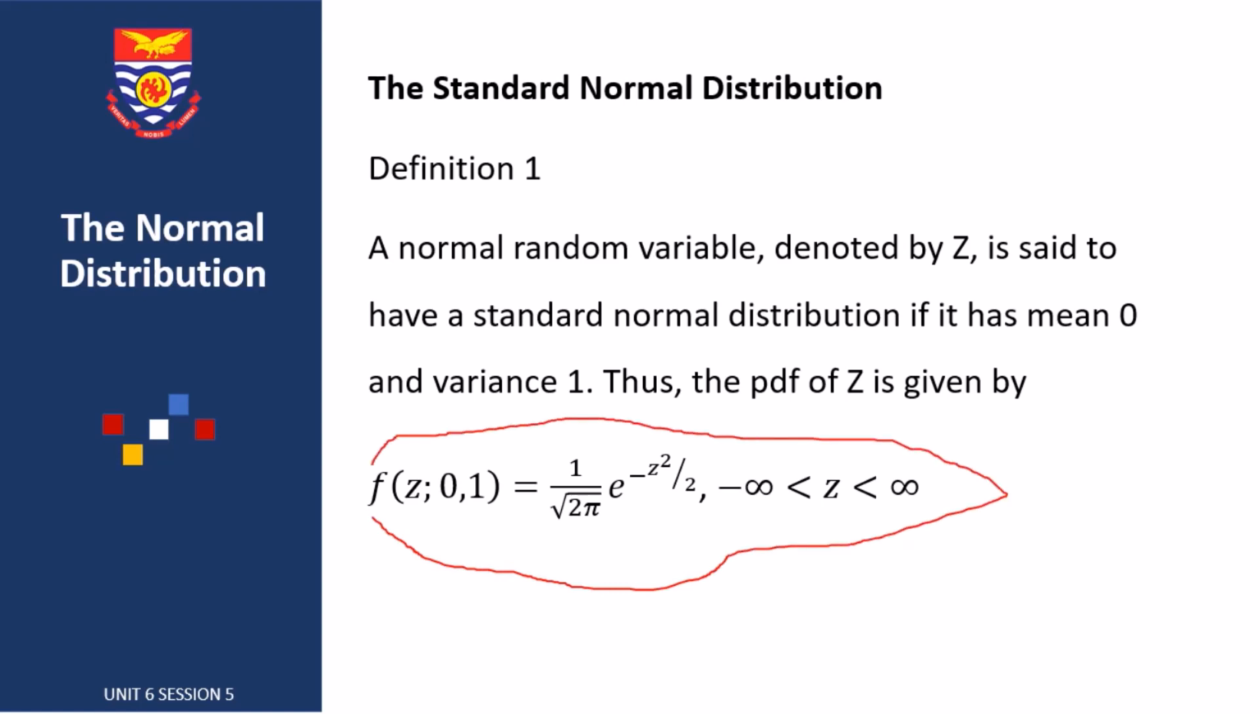Very easy form, right? f of z, with parameters 0 and 1, will be equal to 1 over the root of 2 pi, multiplied by e to the exponent minus z squared over 2, for z in the interval minus infinity to positive infinity. Of course, once again, nobody will ask you to use this formula either, because once it's standardized, it has been embedded in the table that will help us work this out easily. So don't be scared about the formula.